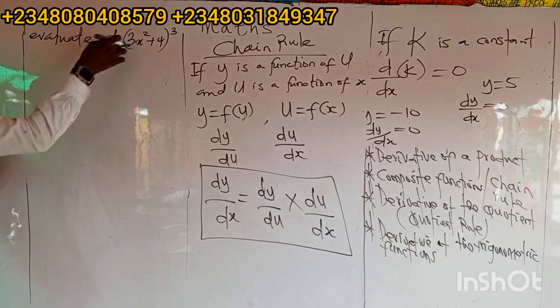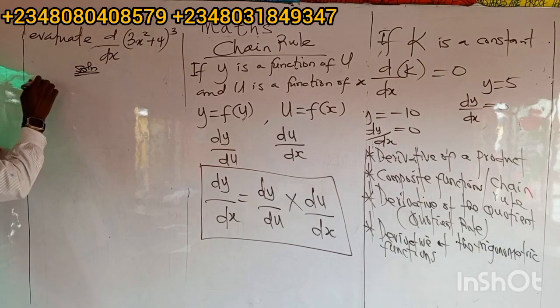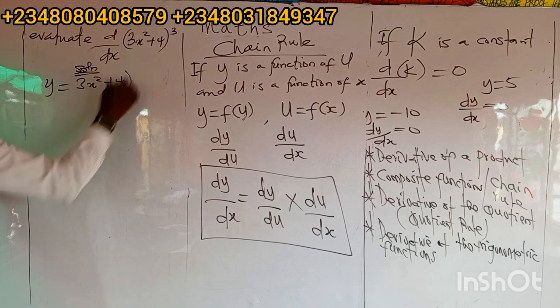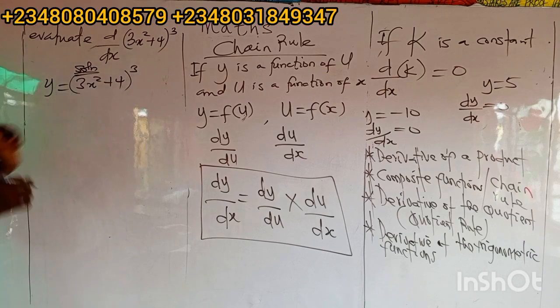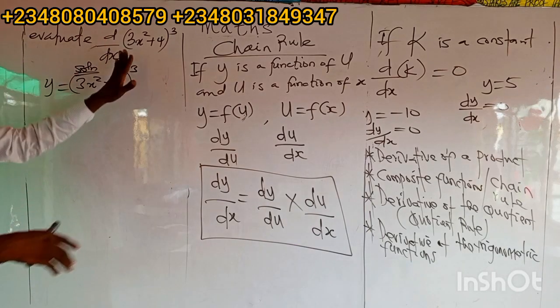So it means dy/dx, the derivative of this function. Our y is equal to (3x squared plus 4) raised to power 3. That's the meaning of this dy/dx. Did I tell you there are ways of denoting derivatives? You can have it like this too.